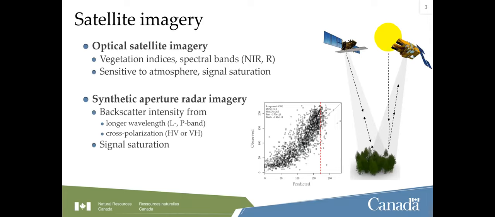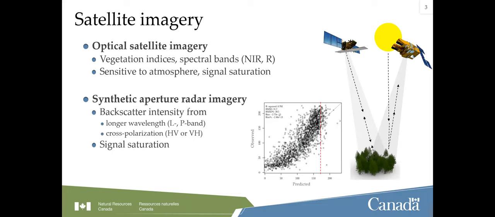So there are various sources of data that can be used to estimate biomass across the landscape. When it comes to satellite images, we can estimate biomass using optical sensors and base our estimates on derived vegetation indices or spectral bands, because biomass is strongly correlated with the reflectances in the near-infrared and red channels. But that comes with challenges.